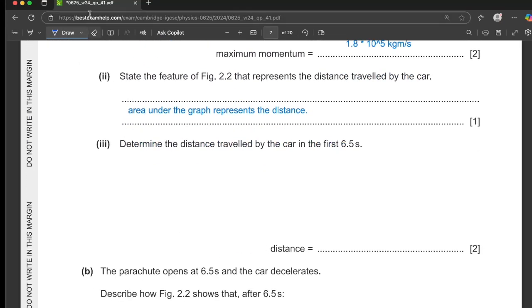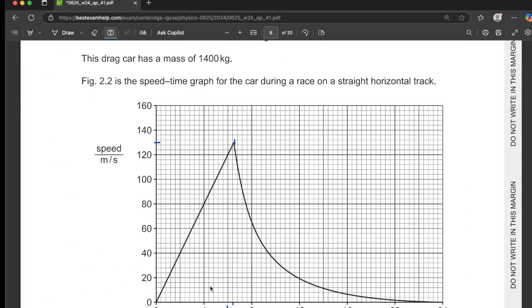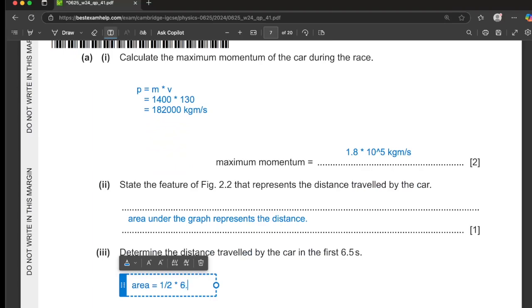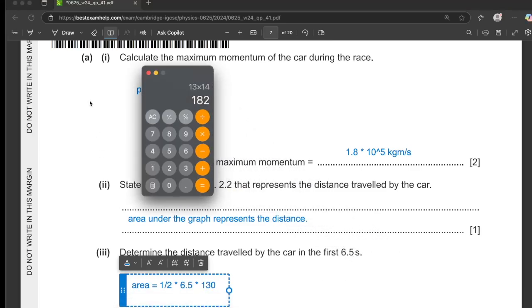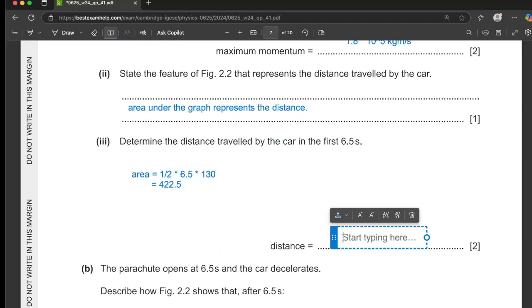So the area is going to be equal to 1/2 times the base. Base was 6.5 obviously, and the height would be 130. So we get 0.5 times 6.5 times 130, which is 422.5. So the distance is 420 meters.